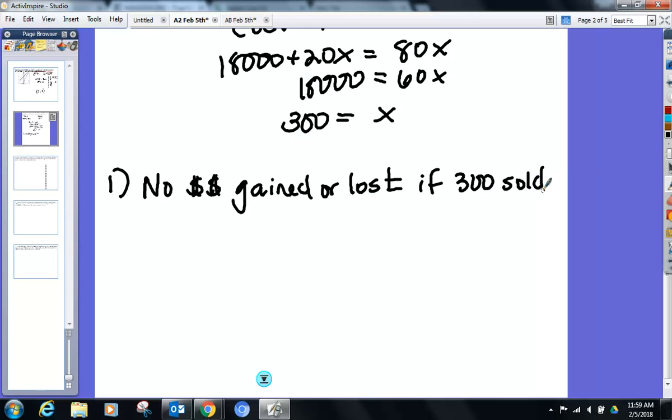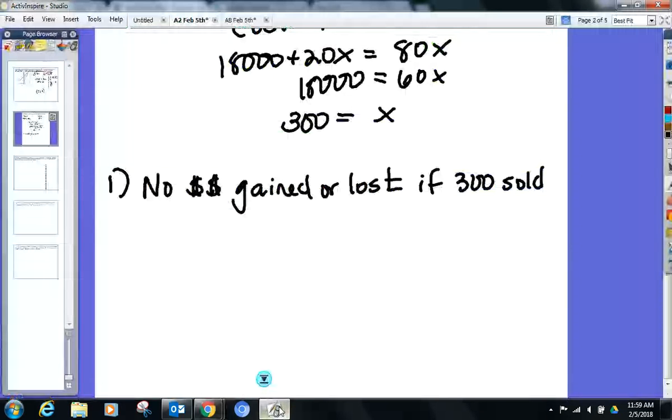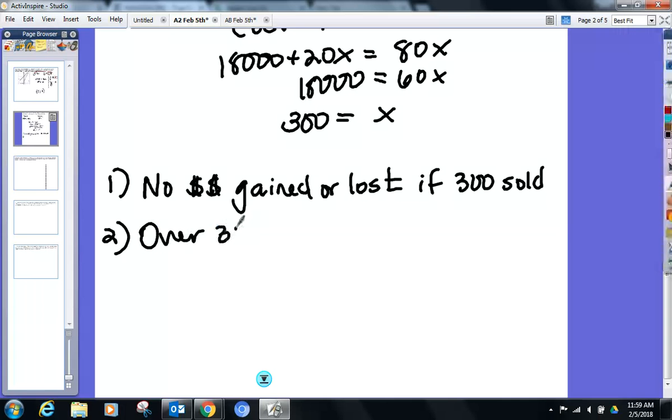Okay, now I'm going to turn it over to you. How many must I sell to start making money? How many canoes must I sell to make money now? How many canoes must I sell to start making money? Anything over 300, right? So over 300 equals money made. Profit.